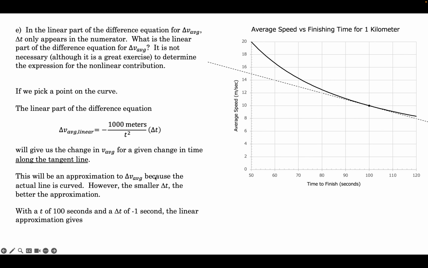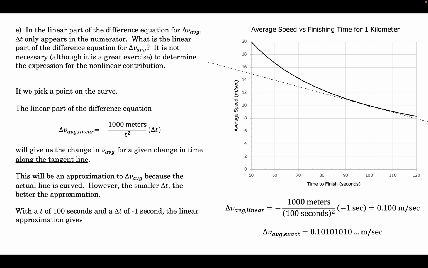With a t of 100 seconds and a delta t of minus 1 second, the linear approximation, here's our linear part. It's 0.1. It's very close. The actual answer is 0.101. That's the exact answer. Here's our linear approximation along the line. We start at 100 and we wander over 1 second. This is the result along the tangent line. That's the exact result.